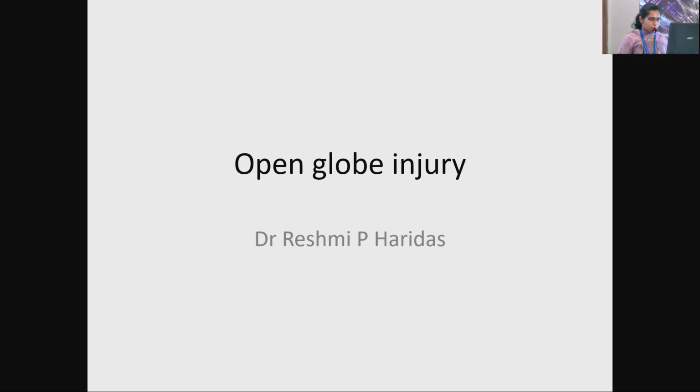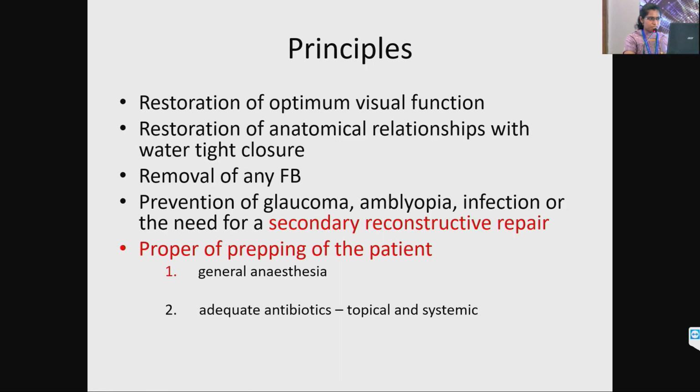So I'll be dealing with open globe injury, or actually corneal tear repair. The principles that we follow generally are restoration of the optimum visual function, restoration of anatomical relationships like the limbus, and a watertight closure, removal of any anterior segment foreign body that we see, prevention of glaucoma, amblyopia, infection, or the need for a secondary reconstructive repair.